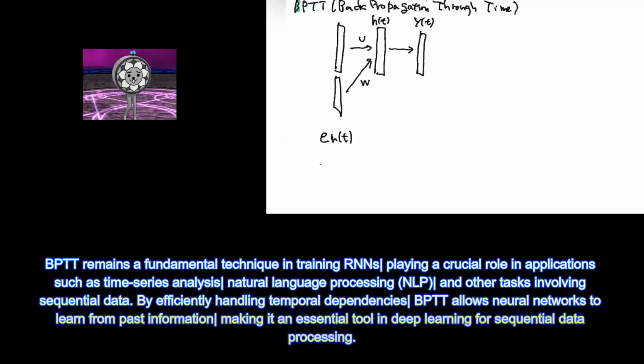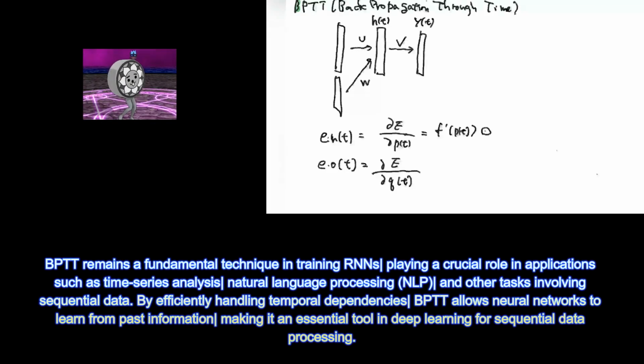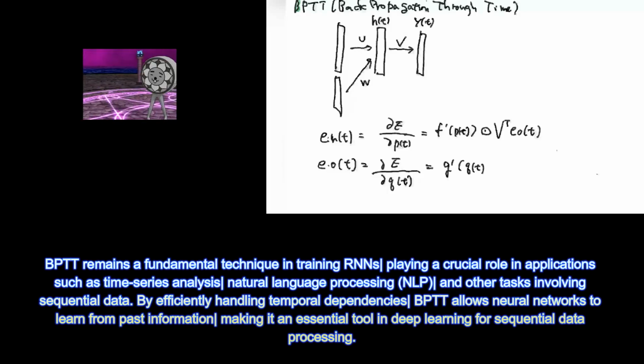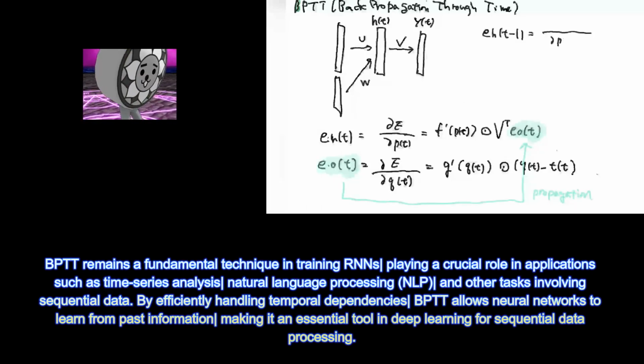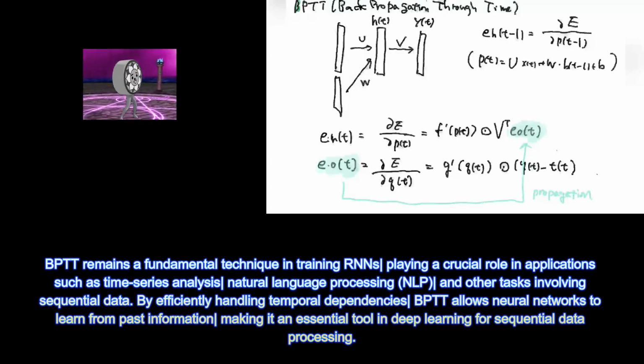BPTT remains a fundamental technique in training RNNs, playing a crucial role in applications such as time series analysis, natural language processing, NLP, and other tasks involving sequential data. By efficiently handling temporal dependencies, BPTT allows neural networks to learn from past information, making it an essential tool in deep learning for sequential data processing.